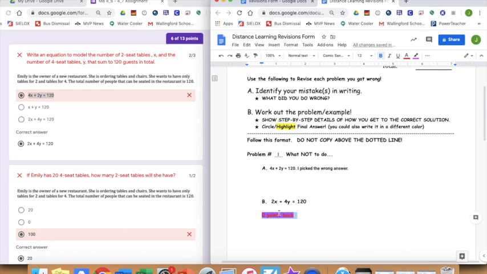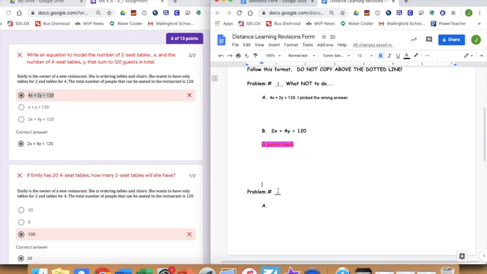This is wrong because in the second part, in part B, I didn't show step-by-step details of how I got the correct solution. I just copied it and pasted it. All right. So here's what I should do for problem 1. I got all my points back.